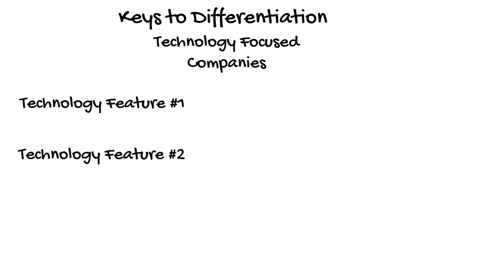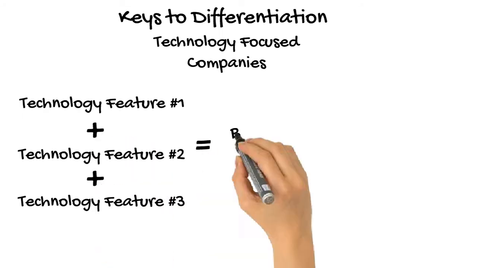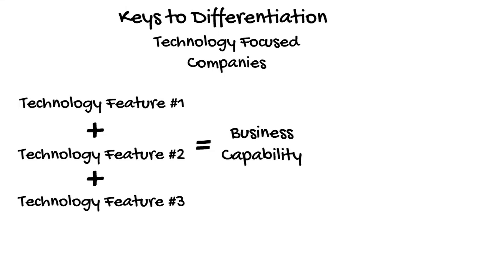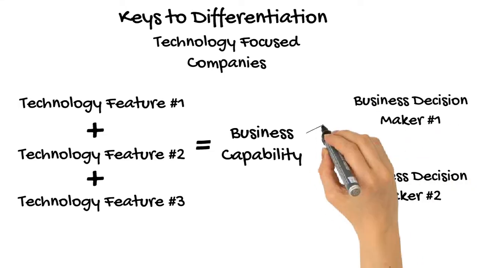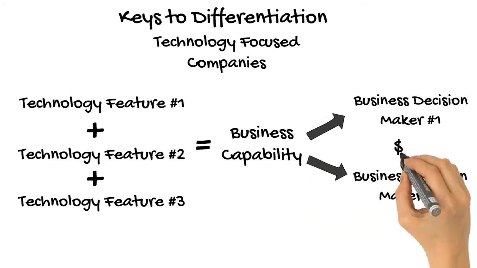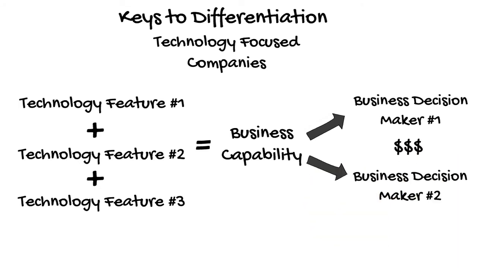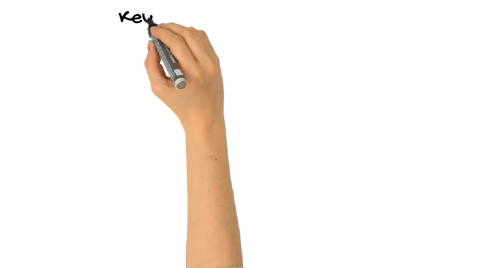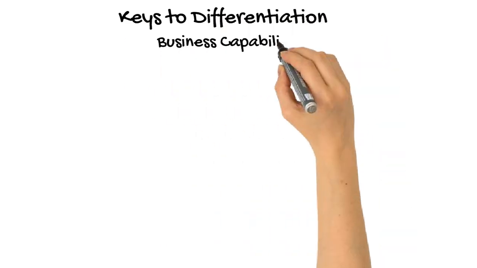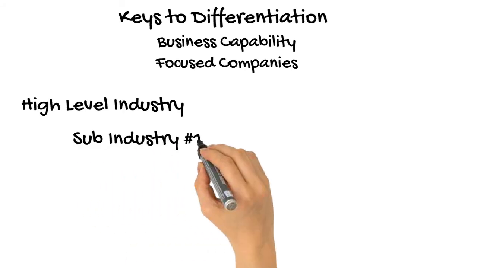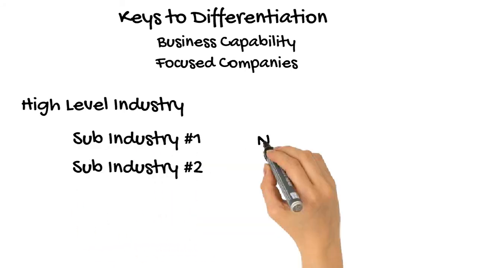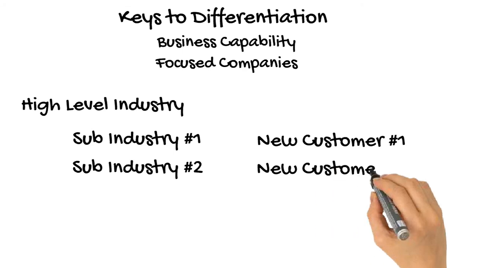Technology-focused companies should look to organize or align their products and services by business capability and target business decision makers if possible, as the majority of IT investments being made are being diverted directly to business units. Companies focused on business capabilities sharpen their sales and marketing efforts based on sub-industry, allowing them to further differentiate themselves and accelerate new customer acquisition.